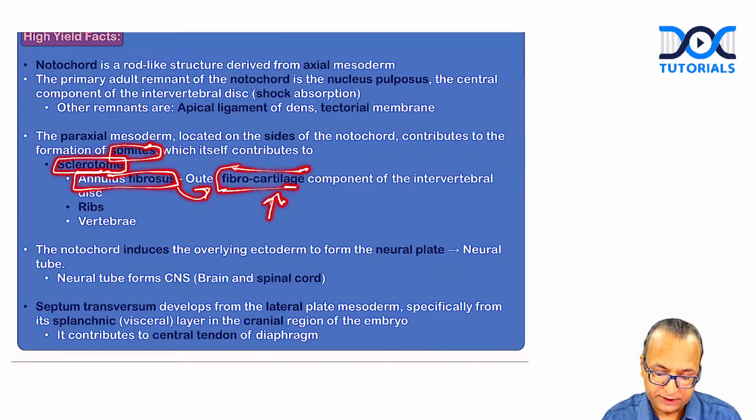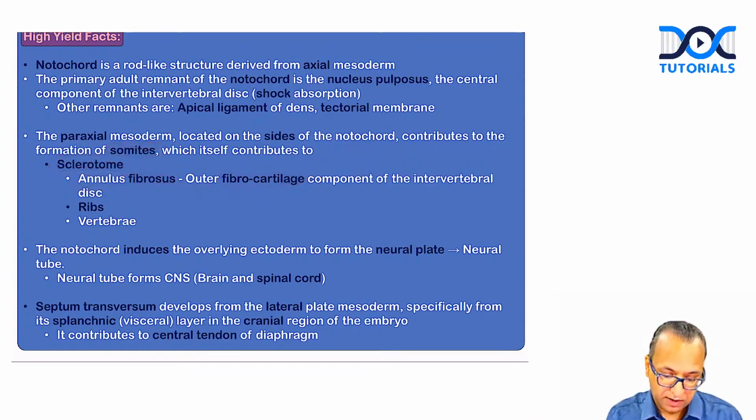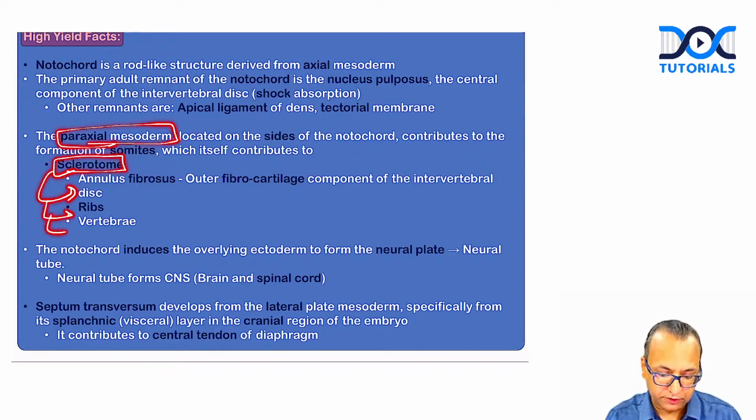So fibrocartilage is not the nucleus pulposus, it is the annulus fibrosus, which is for shock absorption again. And the sclerotome part of the paraxial mesoderm is not only forming annulus fibrosus, it forms ribs and vertebra. Again, some of the MCQ which already have appeared.